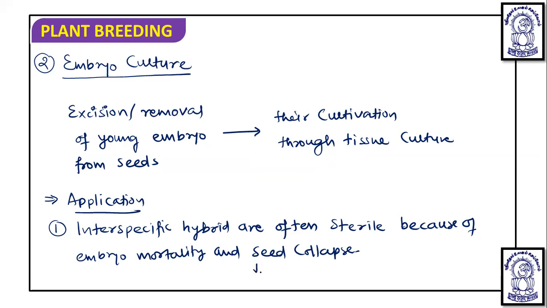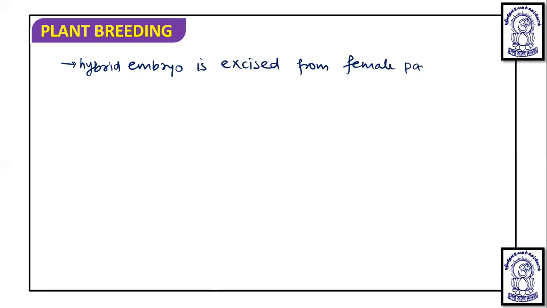So in this case, embryo rescue can be done. And to carry out this embryo rescue, the hybrid embryo is excised or removed from the female parent at an early stage.